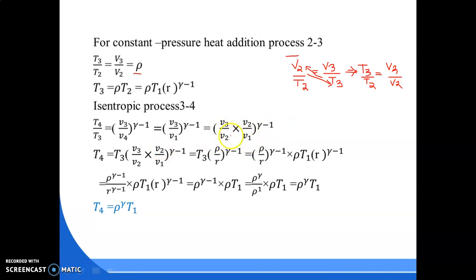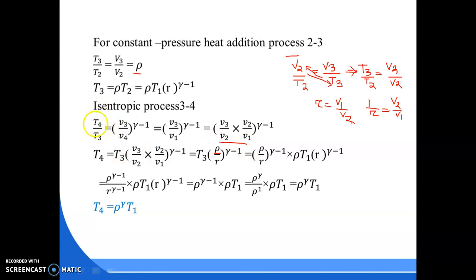So what is your V3 by V2? V3 by V2 is your rho. Into, what is your V1 by V2? V1 by V2 is your R, the compression ratio. R is equal to V1 by V2. So if R is equal to V1 by V2, then 1 by R is equal to V2 by V1. So V3 by V2 is rho, and V2 by V1 we can write as 1 by R. So we can replace this with rho by R to the power gamma minus 1.